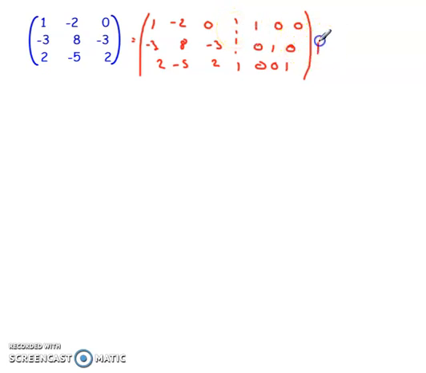So firstly, I'm going to do row 2 plus 3 of row 1. That'll eliminate this value here. And then I'm going to do row 3, take away 2 row 1s, and that'll eliminate this value here. So if I perform these operations, my top row stays the same: 1, -2, 0, 1, 0, 0.